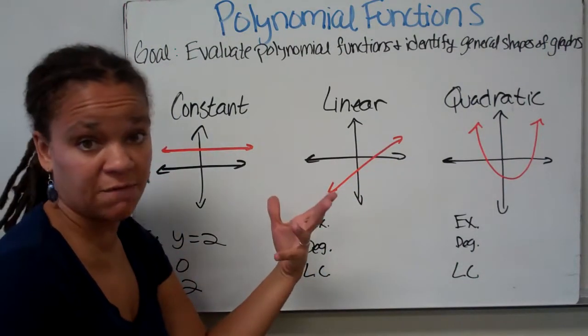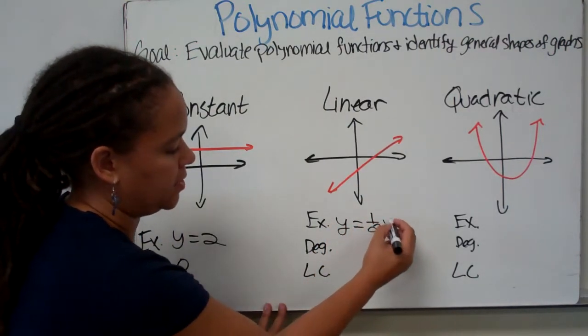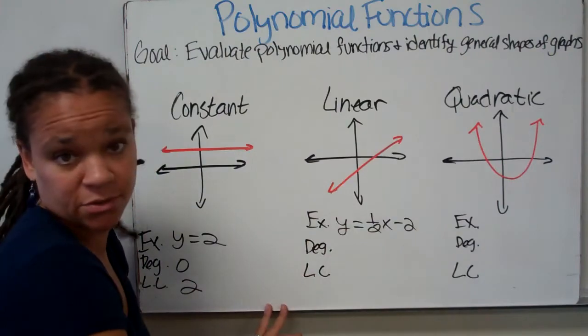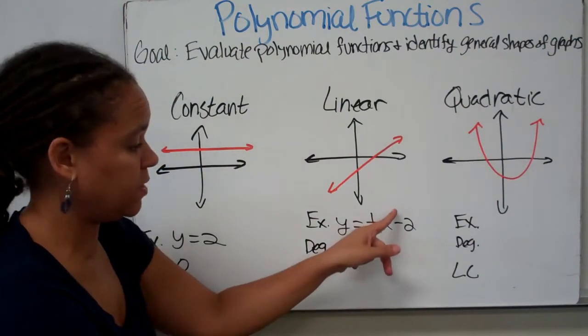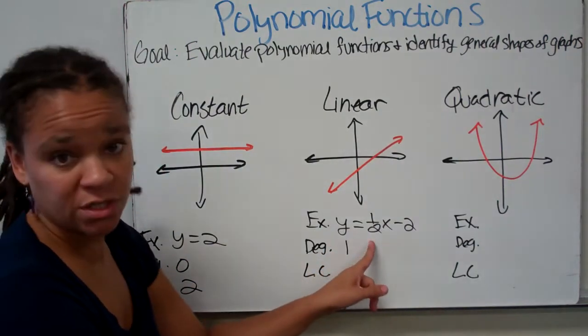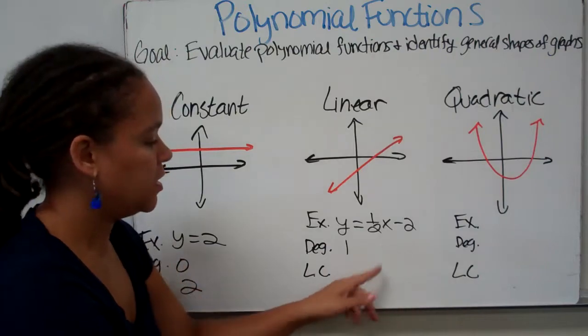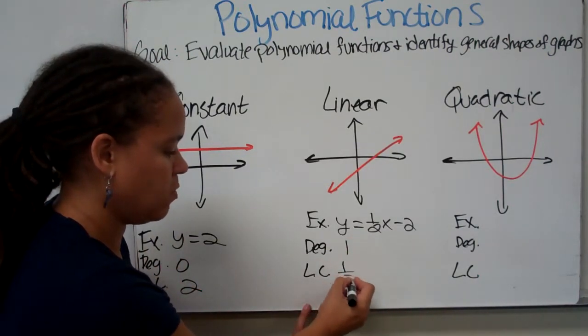Let's say we had a linear function. Maybe the example would be y equals 1/2 x minus 2. That looks like it goes through negative 2. The degree here, remember the degree is the highest exponent, so we would have a degree of 1. And the leading coefficient, once it's in standard form, is the coefficient of the term that holds the degree. So it would be 1/2.